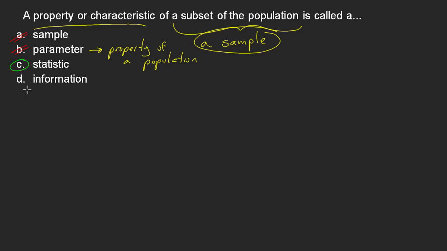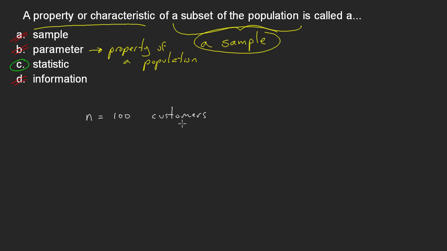Whereas D, information, that's a little bit vague. So the most correct answer that we have here is C, statistic. And a statistic can be any number of different things. So for example, let's say that I took a sample of size 100. I took a sample of 100 customers.